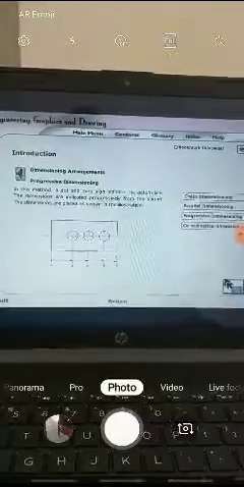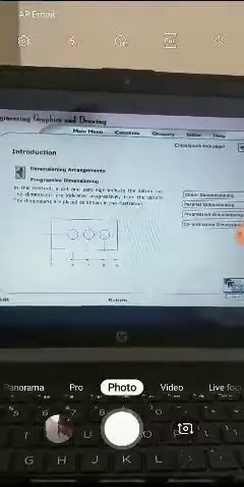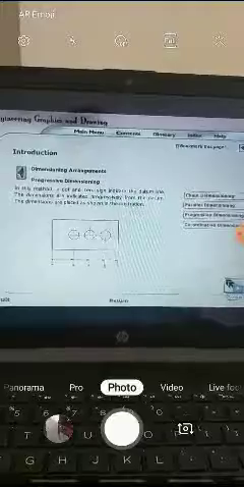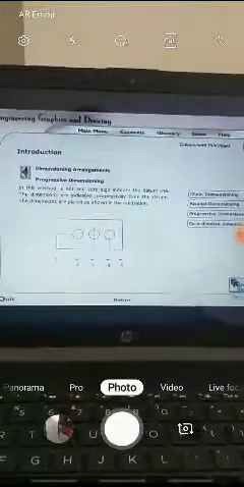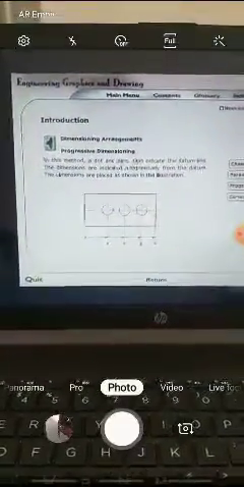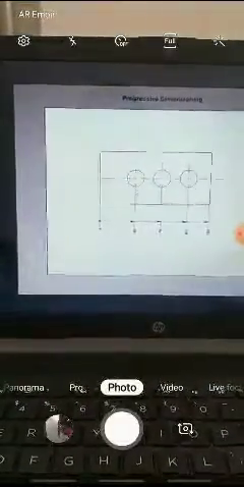Progressive dimensioning. In this method, a dot and a zero sign indicate the datum line. The dimensions are indicated progressively from the datum. The dimensions are placed as shown in the illustration.